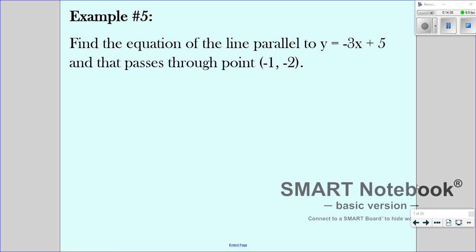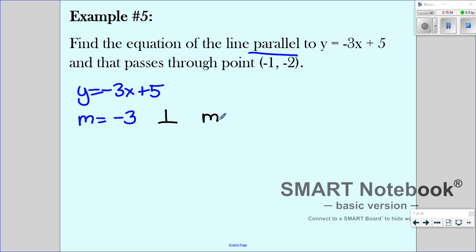Right. So let's do another one. Find an equation of a line that is parallel to y equals -3x plus 5. It passes through the point -1, -2. So the first thing I'm going to do is write the equation that they gave me. The slope for that equation is -3. So then that means the slope for the line that I'm going to find is going to be the opposite reciprocal. So the opposite reciprocal of this is positive, and it's going to be 1 over 3. So that means that new line will have a slope of 1 over 3.